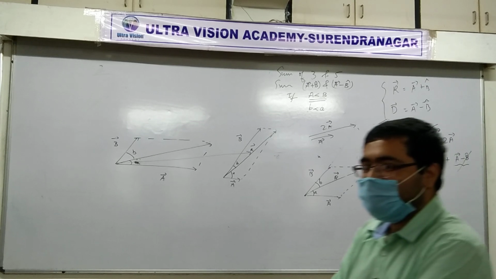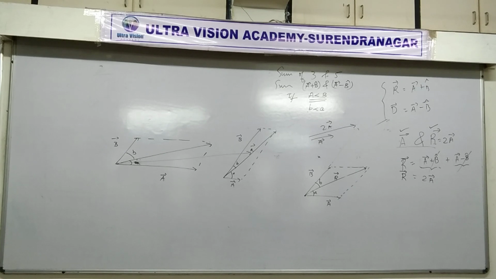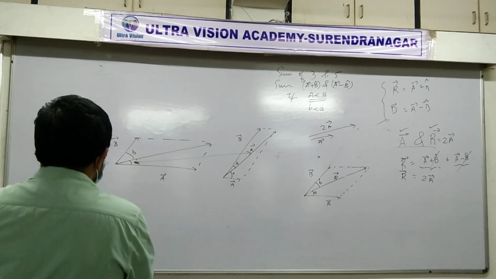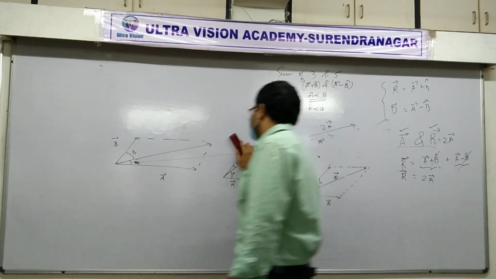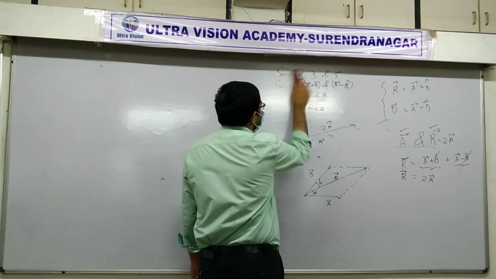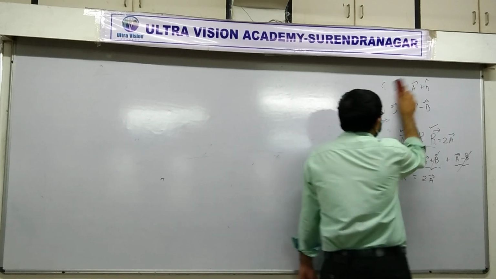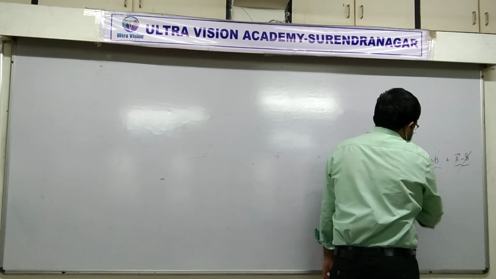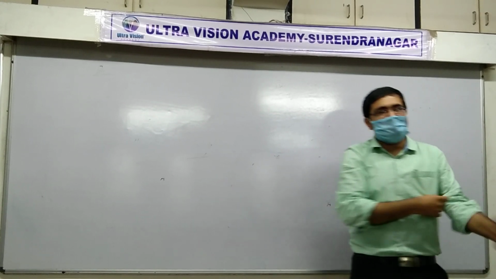So what's given? First of all, you have A vector and B vector, and their resultant is R1. You can either draw by parallelogram method or by triangle method, whichever way you like. Remember, different ways of drawing always give you the same result at the end. It's not too much of a concern how you draw it. Parallelogram, triangle, it's fine.